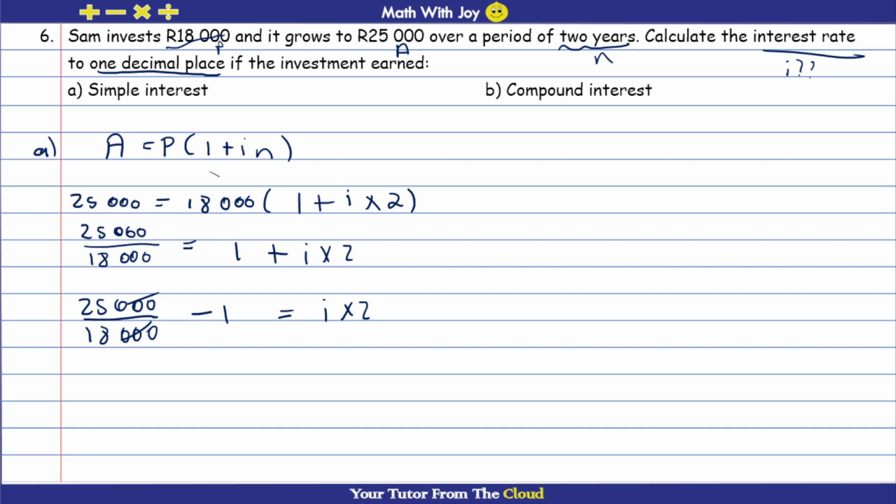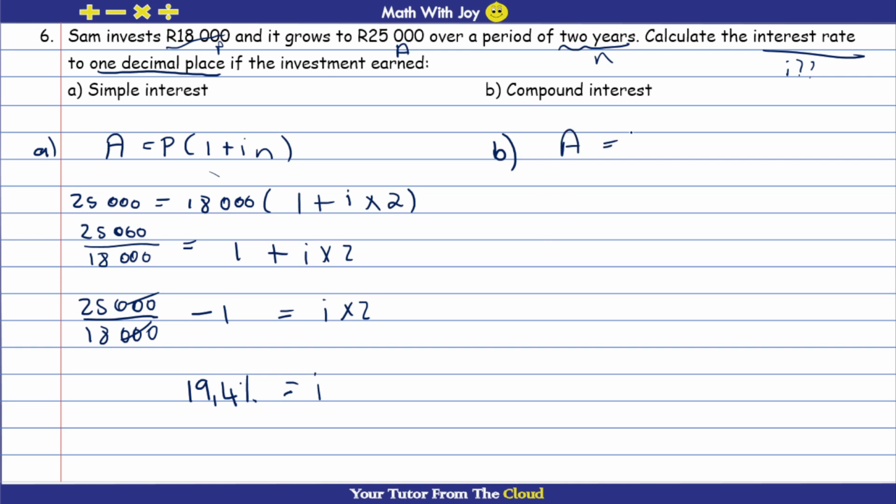0.19444444444. You need to multiply that by 100 so that you get 19. The reason you multiply it is that we know that our I is always substituted as a decimal. So if you get 0.1944444, that's the decimal. You times it by 100 to go back to percentage. So you're going to get 19.4%.